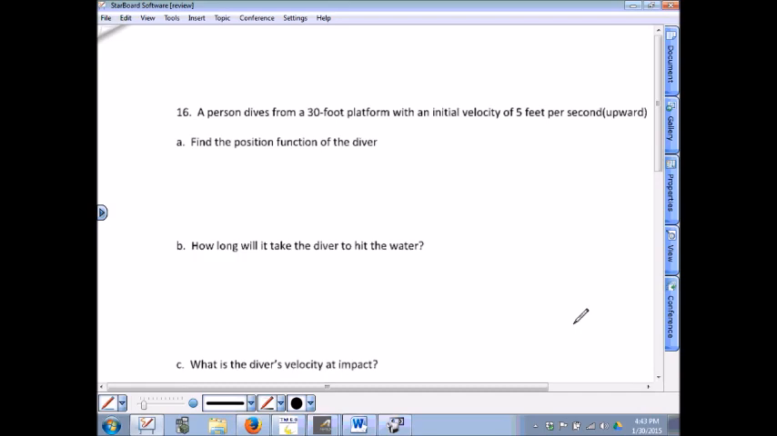Okay. Question 16. It's still from section 2.6. It's talking about a higher order derivative because we're going to have to find an acceleration function. The position function. So we have a 30-foot platform. That's the initial height, initial velocity of positive 5 feet per second. So the position function is negative 16t squared plus 5t plus 30.